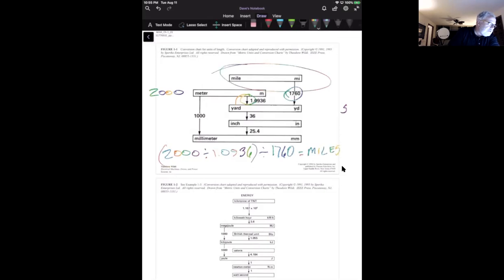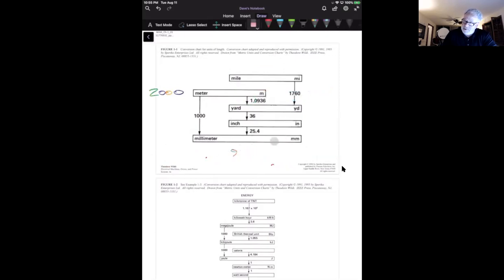And so he shows us that calculation. We punch this into our calculator, and 2,000 meters comes out to equal 1.24 miles would be our answer for that. Okay, let's get rid of these. We'll look at one more here, one more example using a different chart.